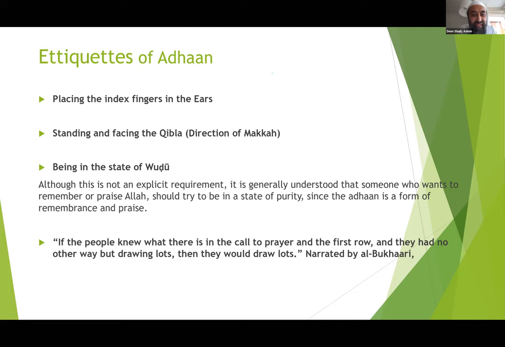And standing and facing the Qibla, so the direction of the adhan should be the direction of the Qibla, and being in a state of wudu. Although it's not an explicit requirement, and you'll struggle to get any specific evidence, the scholars generally understand this to mean that as someone is praising Allah, it should be in a state of purity, since the adhan is for the remembrance and the praise of Allah subhanahu wa ta'ala. And then finally, there's a great reward for calling the adhan.